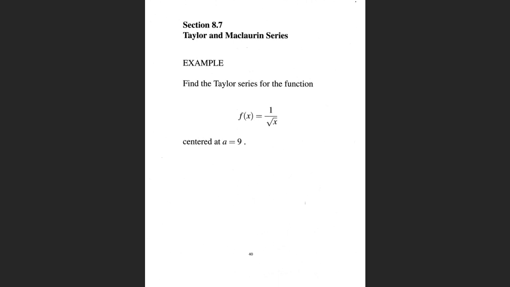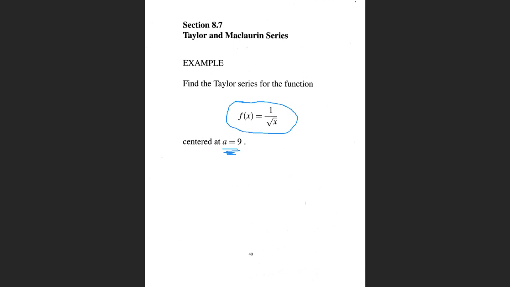All right, so we have this function, which is 1 divided by the square root of x. Offhand, that function is not an easy function to work with, right? Because it has a square root in there, so if we could write this function as a power series, it could be useful. So, all right, we want to center it about a equals 9.